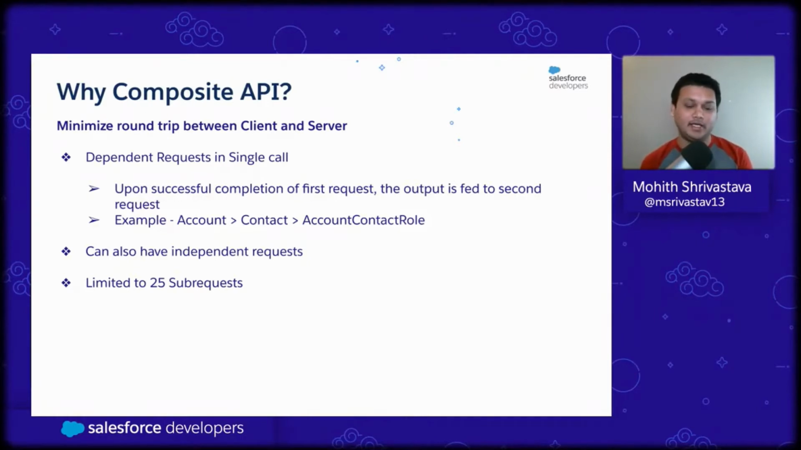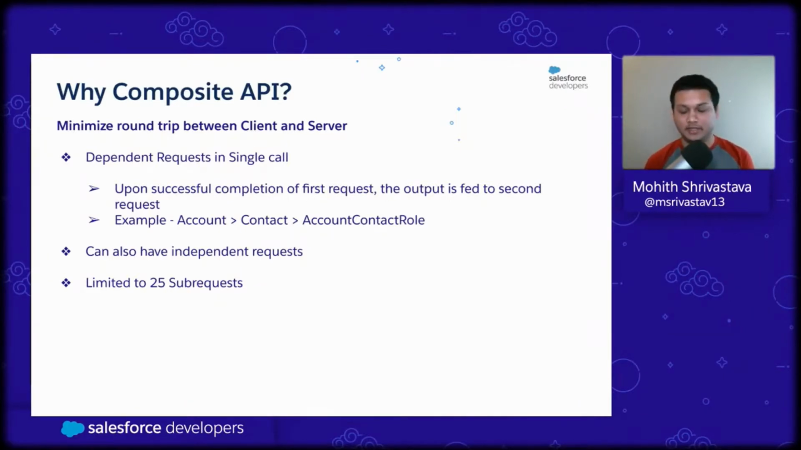So for example, let's say you want to create accounts and contacts in the system, and let's say you have another object, a junction object called account contact role. To create this with regular REST API, you might need 3 different requests. First, you create the account. The second one, once you get the account ID, you create the contact with the account ID that you obtained from the first result. And then once you get the contact ID, you create the account contact role. So as you can see, there are 3 different calls, right?